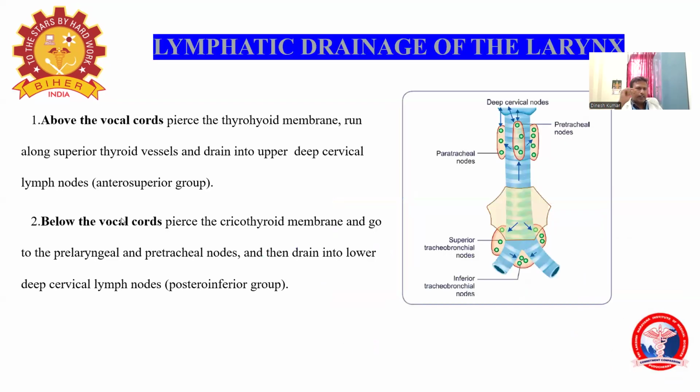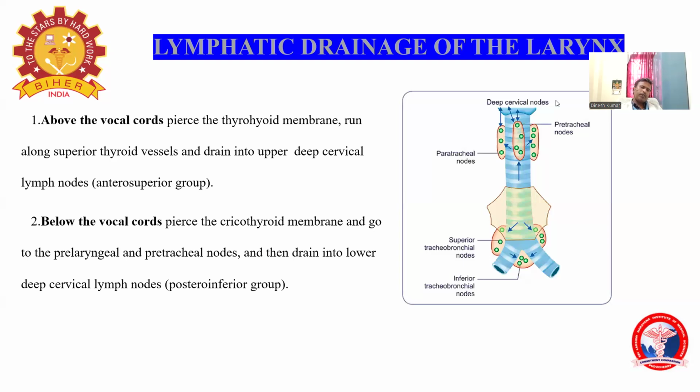Next, the lymphatic drainage is divided into above the vocal cords and below the vocal cords. Above the vocal cords, the vessels pierce the thyrohyoid membrane, run along the superior thyroid vessels and drain into the upper deep cervical lymph nodes. So it's the anterosuperior group. Next, below the vocal cords, the vessels pierce the cricothyroid membrane and go to the prelaryngeal and pretracheal nodes, then drain into the lower cervical lymph nodes. It's the posteroinferior group.